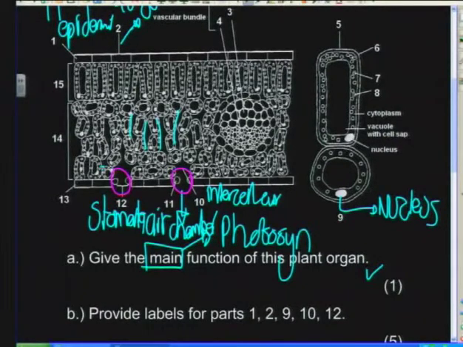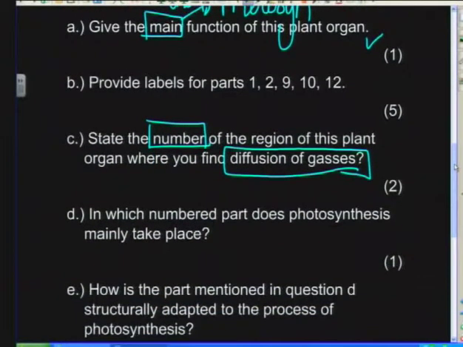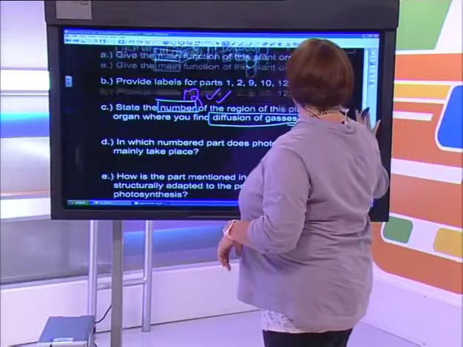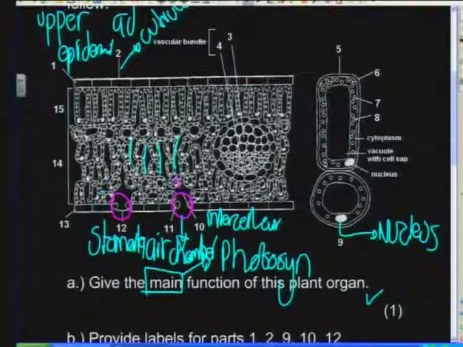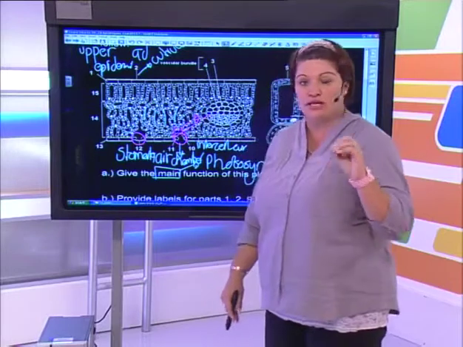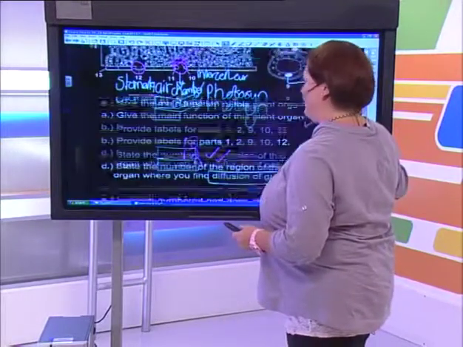Your answer is number 12, because that is your structure. So the number is 12, where you would find the diffusion of gases. I must be honest with you, if I was teaching and I saw that, I would sometimes give you the benefit of the doubt for number 10, because there you're going to have a diffusion gradient. But number 12, the stomata, would be your most accurate answer.